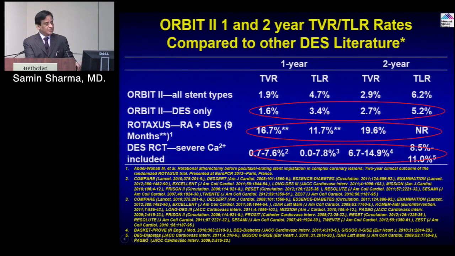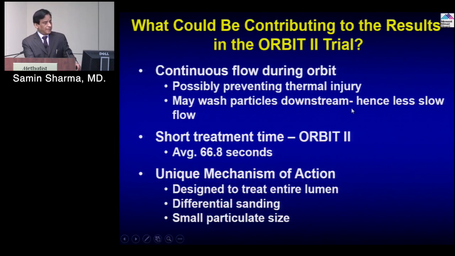So it makes sense that the use of orbital atherectomy may be associated with a lower TLR at follow-up, and that is basically why we have better results. One, continuous flow during orbital, possibly preventing thermal injury and washing particles downstream, with less slow flow because of the crown.